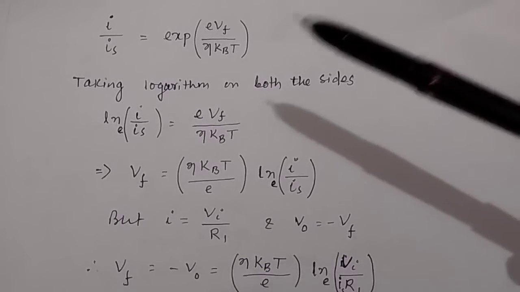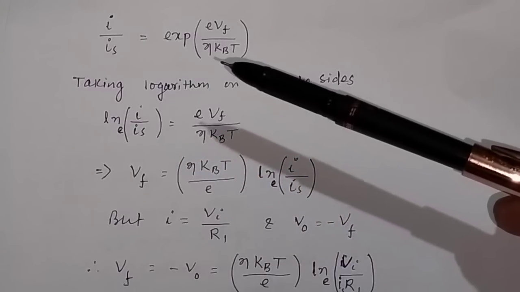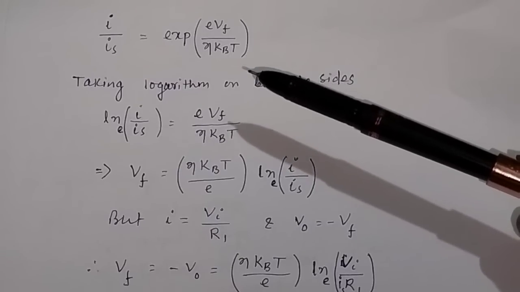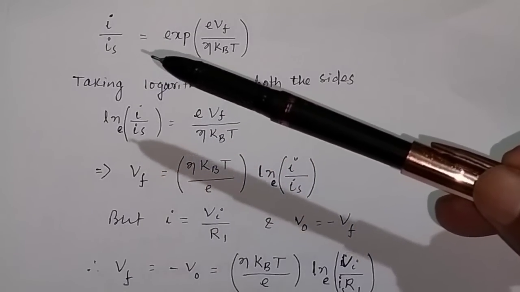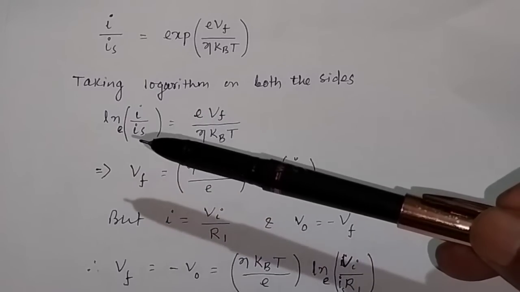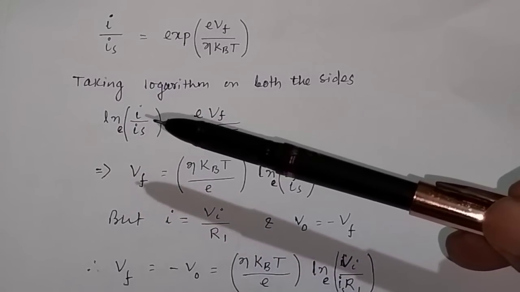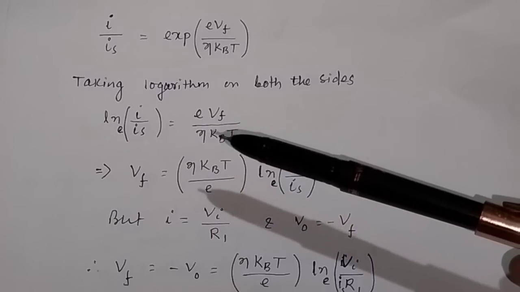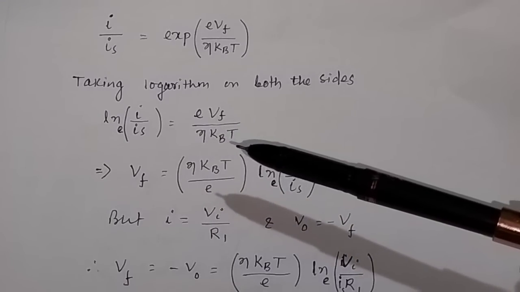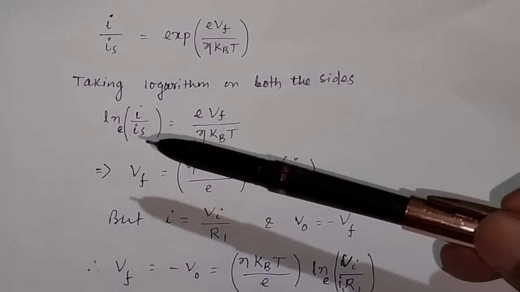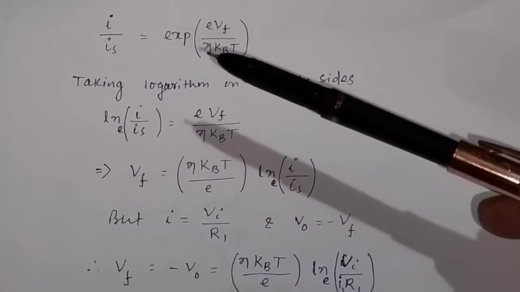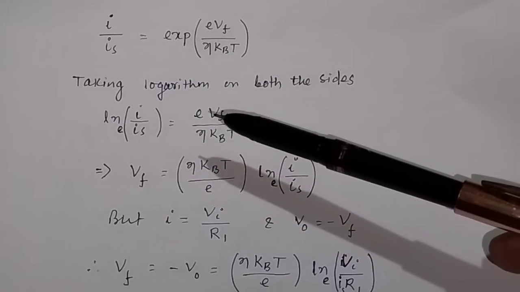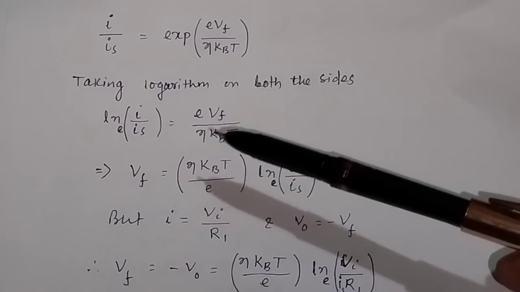So you write I divided by Is is equal to exponential of e Vf divided by eta kBT, and if you take the logarithm on both sides, then this will be logarithm of I divided by Is, that is equal to eVf divided by eta kBT, and this is your exponential logarithm. So when you take the logarithm of this exponential, only you have this term. Then what will be Vf?